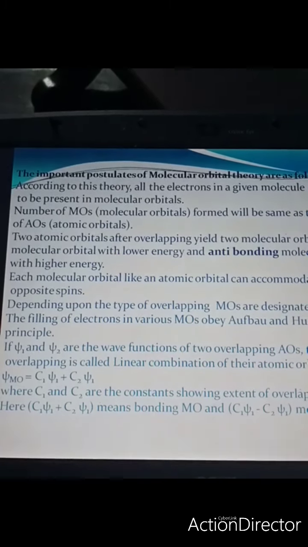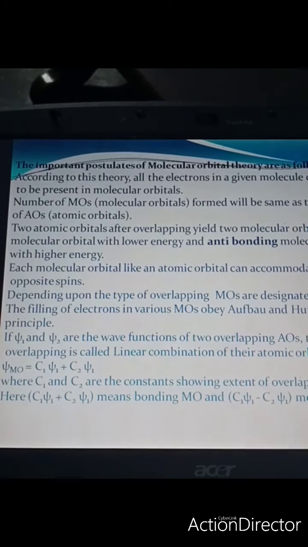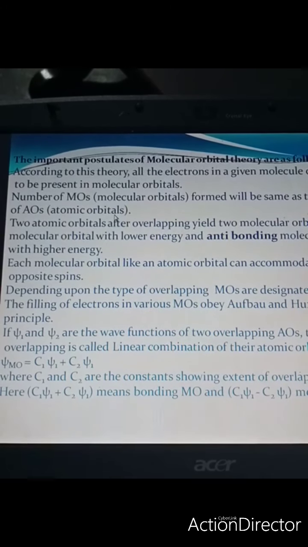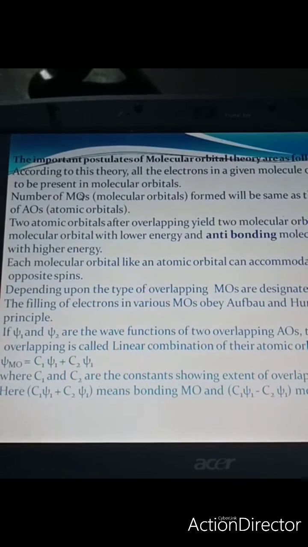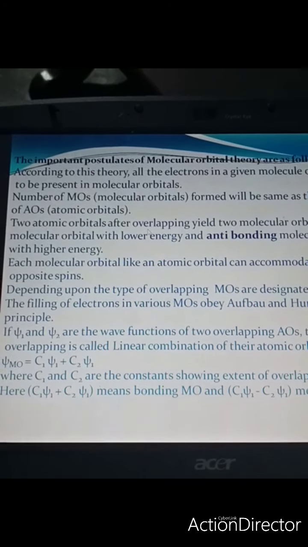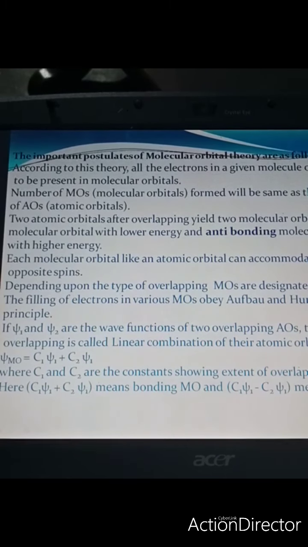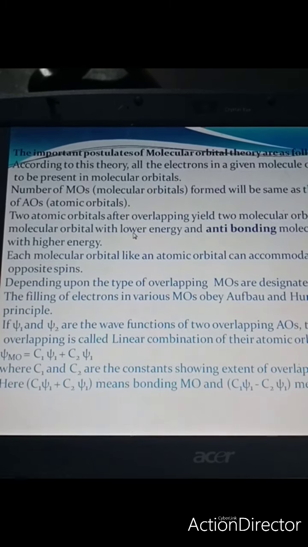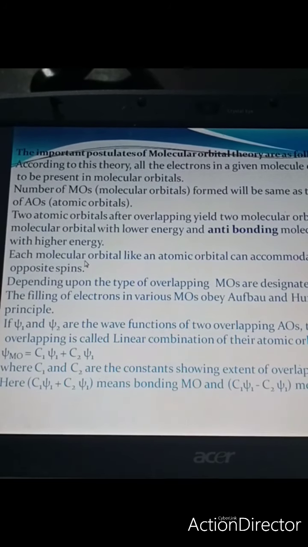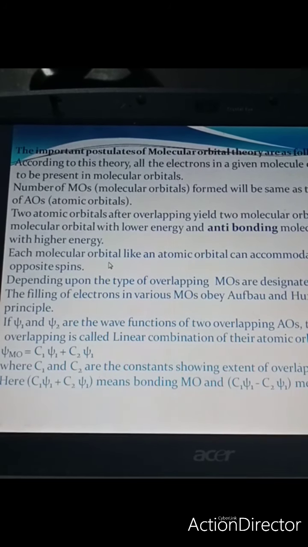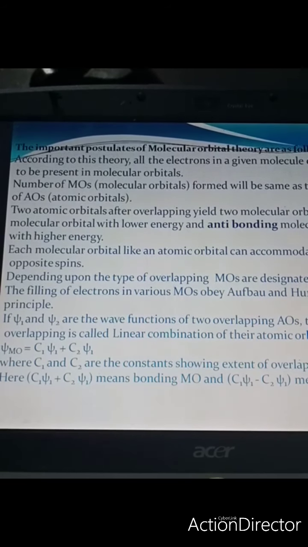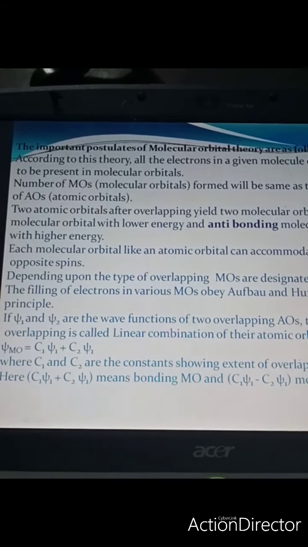Now let us try to understand the postulates of molecular orbital theory. In this, the atomic orbitals will overlap, resulting in the formation of molecular orbitals. And when atomic orbitals overlap, they form two molecular orbitals. One will be the bonding molecular orbital, which is at lower energy, and the other the anti-bonding molecular orbital, which is at higher energy. Each molecular orbital, like an atomic orbital, can accommodate two electrons with opposite spin, and depending on the overlapping, it can be sigma, pi or delta.